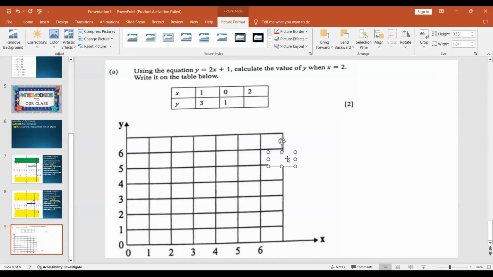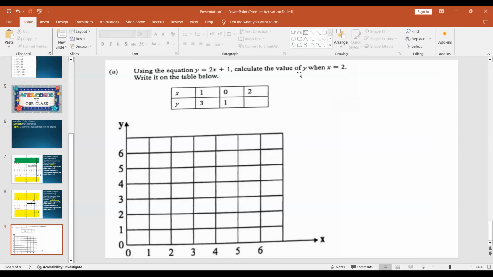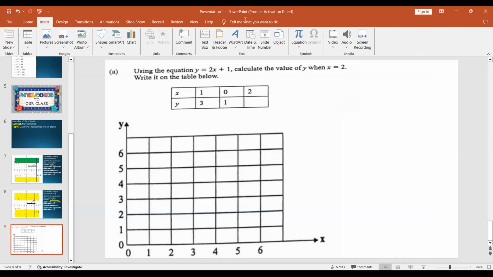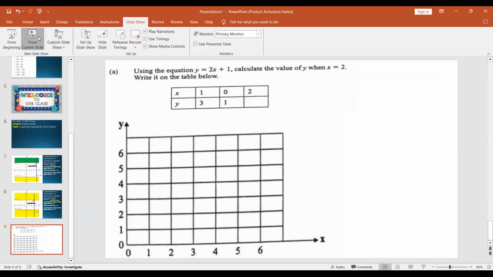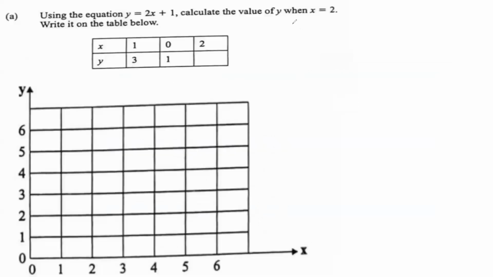Since we know what the x value is, what we know is that x is equal to 2. That's what we're going to keep in mind. The formula that we have is y is equal to, what's the formula, please? Y is equal to what? This is the formula. What's the formula? Y is equal to what?